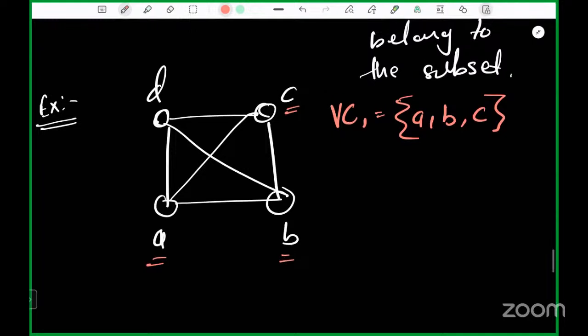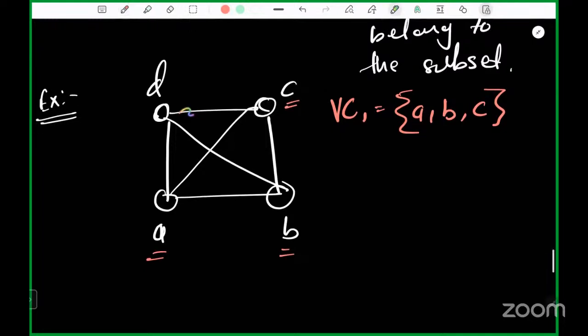Let's see what the edges in our graph are. First is this edge. What are the endpoints of this edge? The endpoints are D and C, and this C belongs to our subset. So vertex C is covering this edge and this edge. That means C is taking care of three edges.